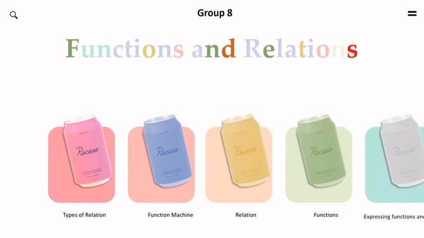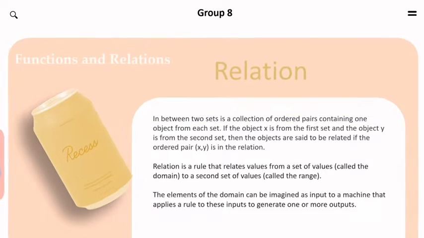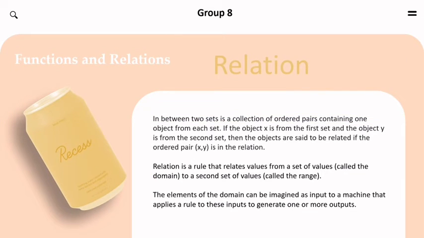So, what is a relation in mathematics? A relation between two sets is a collection of ordered pairs containing one object from each set. If the object X is from the first set and the object Y is from the second set, then the objects are said to be related if the ordered pair X and Y is in the relation.